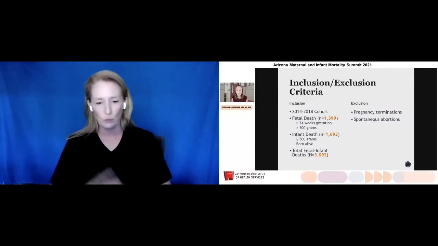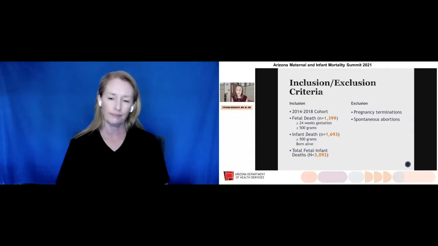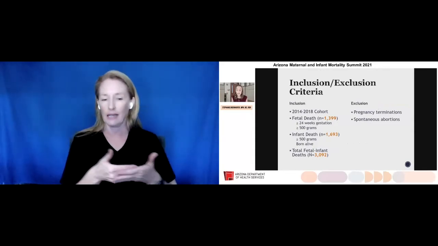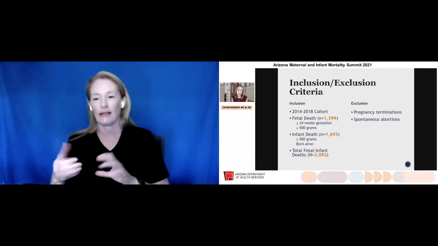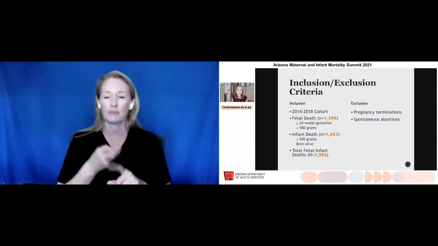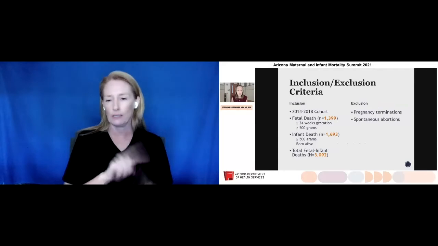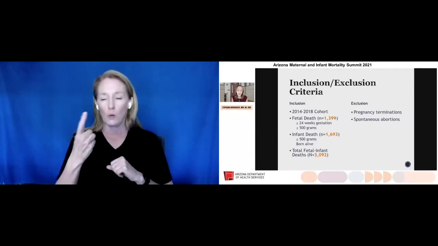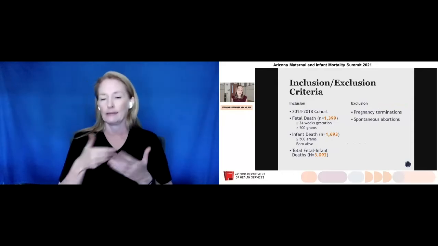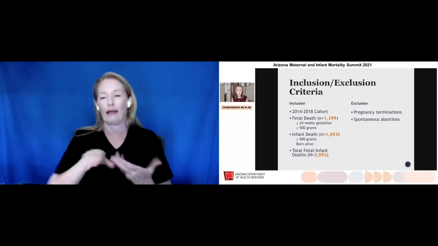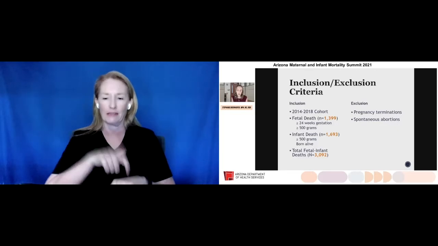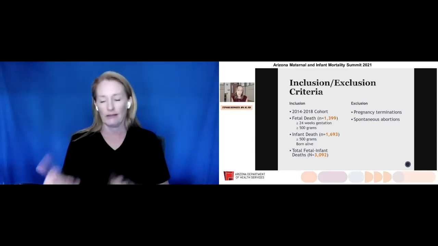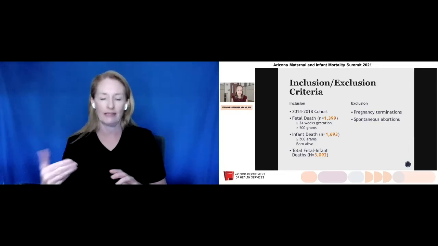So briefly, to be included in this analysis, the infant birth and death certificate needed to be from 2014 to 2018. So we only included infants who were both born and died within this period of time. And it's important to note that for a fetal death, there's only a fetal death certificate, which is issued. They don't also get a birth certificate. So the fetal death certificate also needed to be within that 5-year time period.